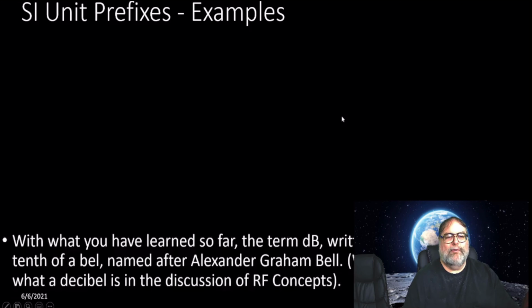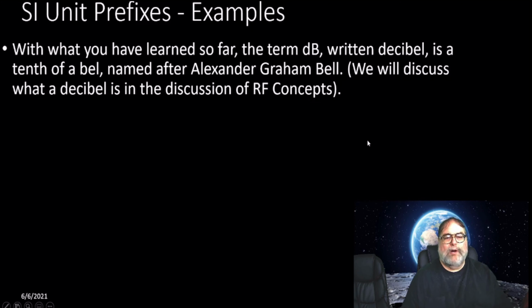SI examples, prefix examples. You've probably heard of a dB or a decibel. It's 1/10 of a bel because the d means 1/10. We will talk about what a decibel is later, but a decibel is 1/10 of a bel.